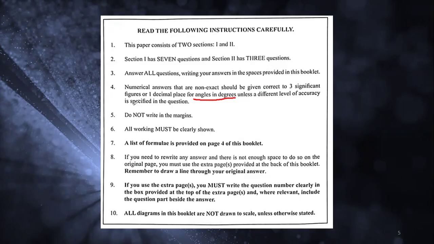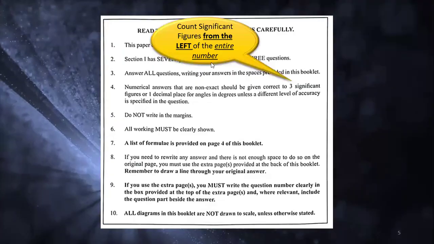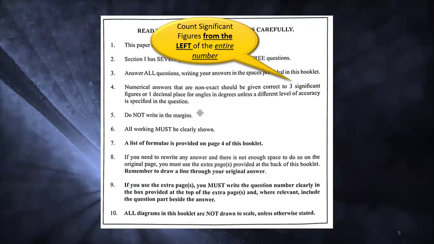And it's important to distinguish between significant figures and decimal places. Just remember that for significant figures, you always count from the left of the entire number. It can be a whole number, it could be an integer, it can be a decimal.